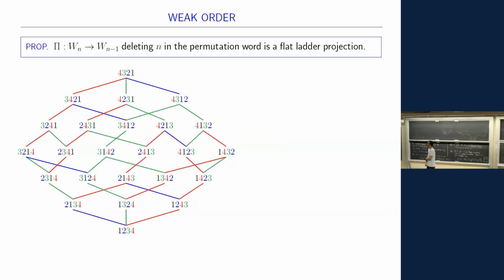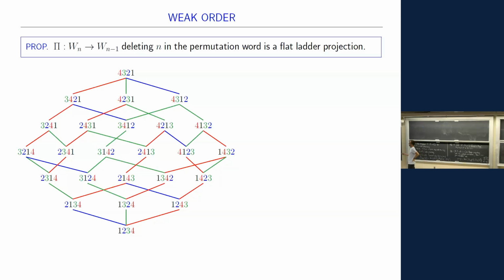The first we'll do is the weak order. So weak order again, inclusion of inversion sets of permutations. And you know a very simple projection from the weak order on n elements to the weak order on n-1 elements, which is just to take a permutation and erase n. That's a very natural projection. And I claim that it is a flat ladder projection.